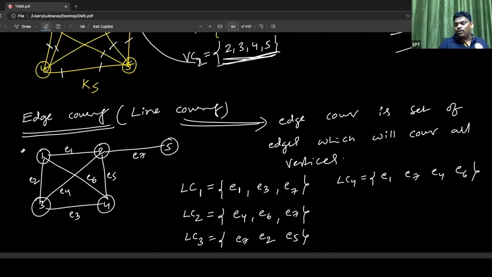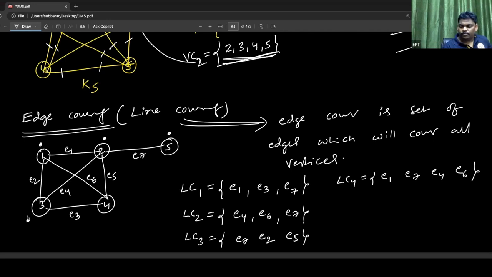Whatever I have written, check whether it is right or wrong. The definition I already wrote: an edge cover is a set of edges which will cover all vertices. So whatever answer I have written, is it okay or not? Verify once. E1, I think these two cover. E7, these two cover. E4, this is covered.